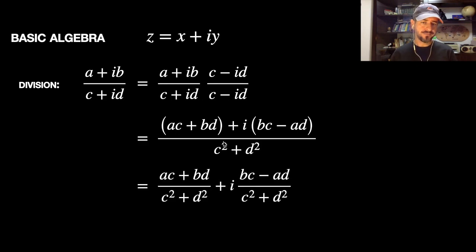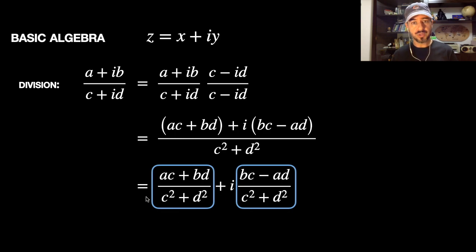Okay, now I can see that this term here divided by c squared plus d squared is going to be the real part of the resulting complex number. And the imaginary part is going to be this divided by this here.